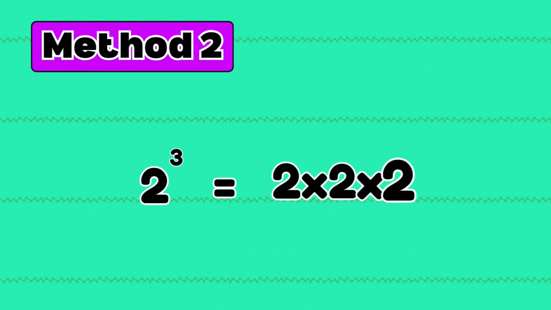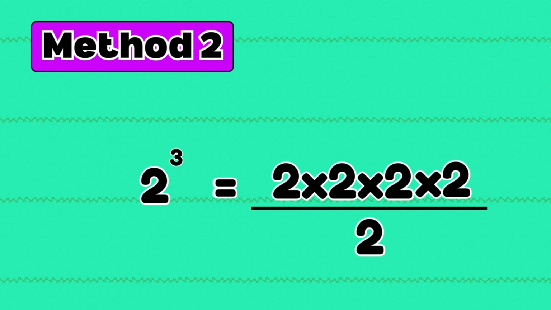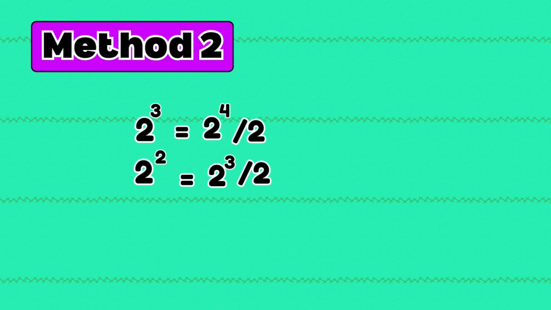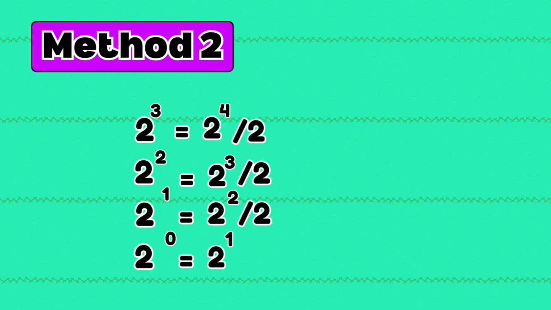2 raised to the power 3 is 2 multiplied by 2 multiplied by 2. We can multiply and divide it by 2, which can be simplified as 2 raised to the power 4 divided by 2. Let's write it in one side. Same as that, we can write 2 raised to the power 2 as 2 to the power 3 divided by 2. Same with the 2 to the power 1. At last, we can write 2 to the power 0 as 2 to the power 1 divided by 2, which is 1.